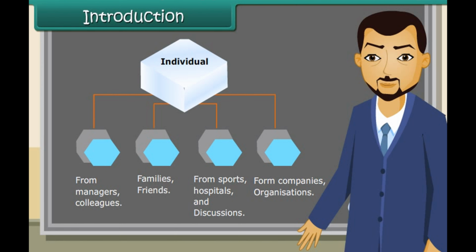Types of data. Primary data, secondary data. Data which are not originally collected but obtained from published or unpublished sources are called secondary data.